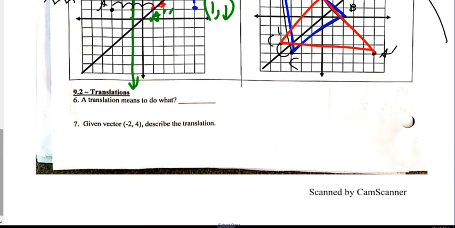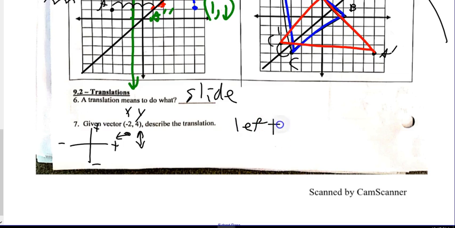All right. A translation means to do what? It means to slide. Given the vector negative 2, 4, what does that mean? Well, remember, this is my x-coordinate, which means left and right. This is my y-coordinate, which means up and down. So think about your x and y-axis. Plus is right, negative is left, plus is up, negative is down. So for the x-coordinate, negative 2 means left 2. And for the y-coordinate, positive 4 means up 4.